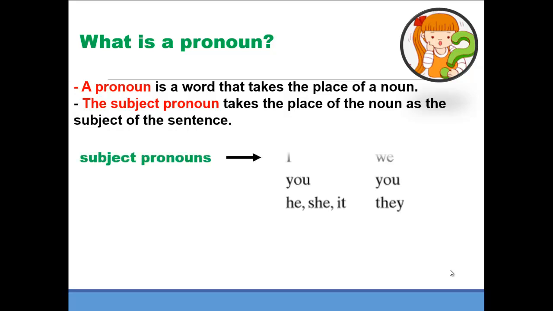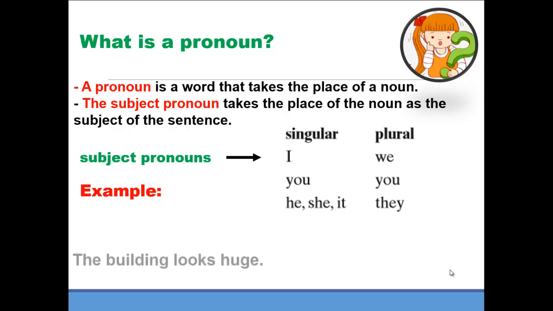What are the subject pronouns? Singular subject pronouns are I, you, he, she, it. Plural subject pronouns, which refer to more than one person, are we, you, and they.